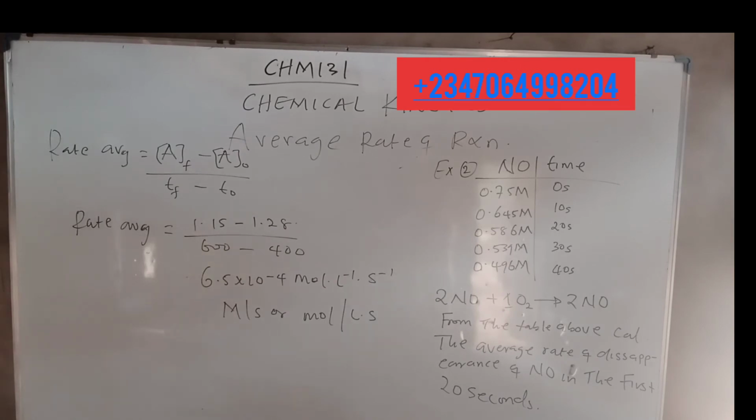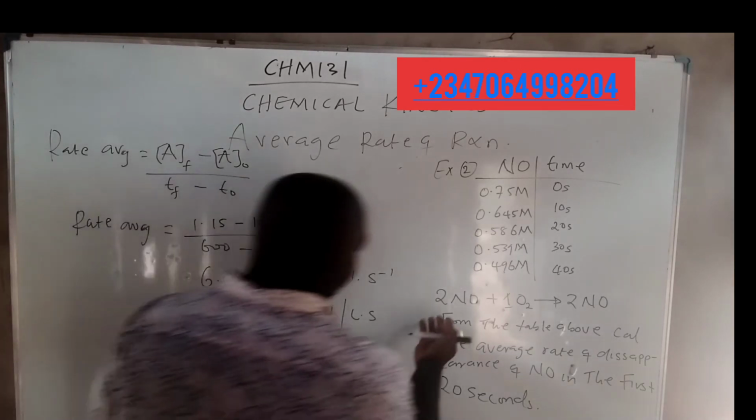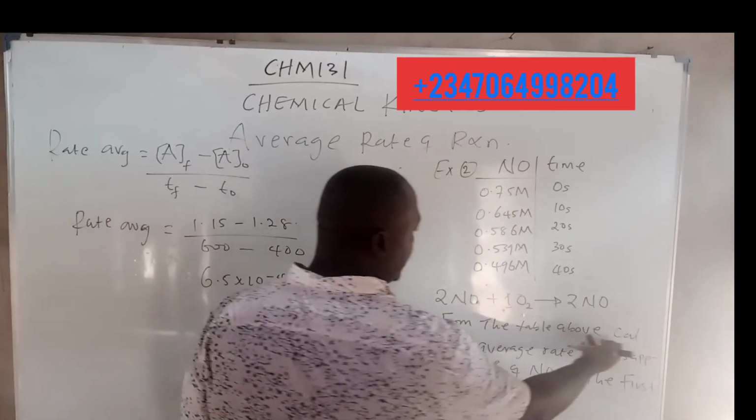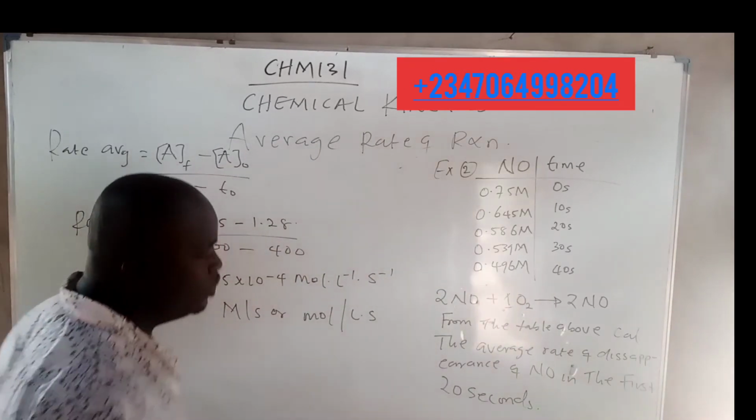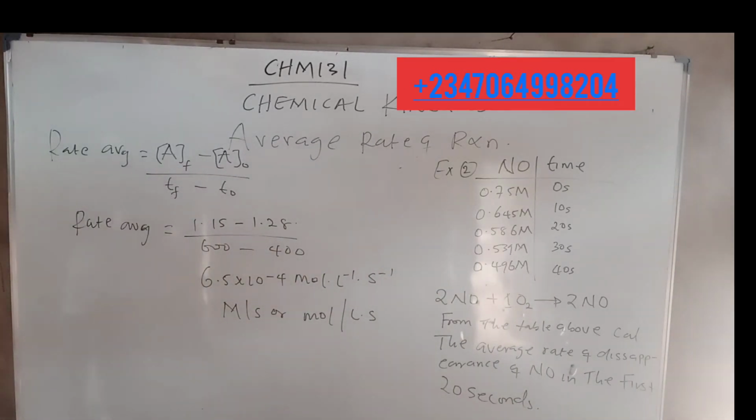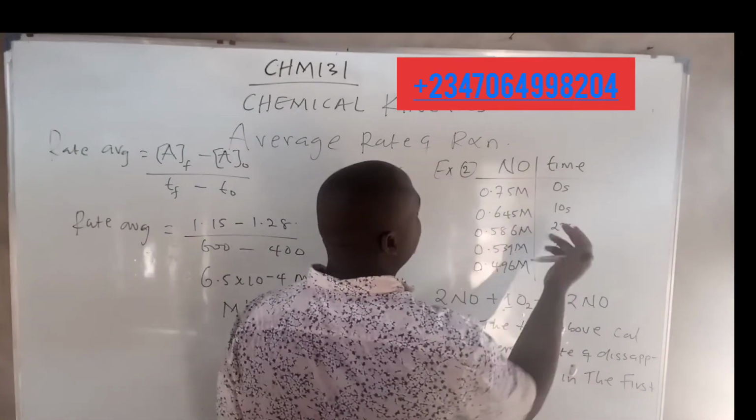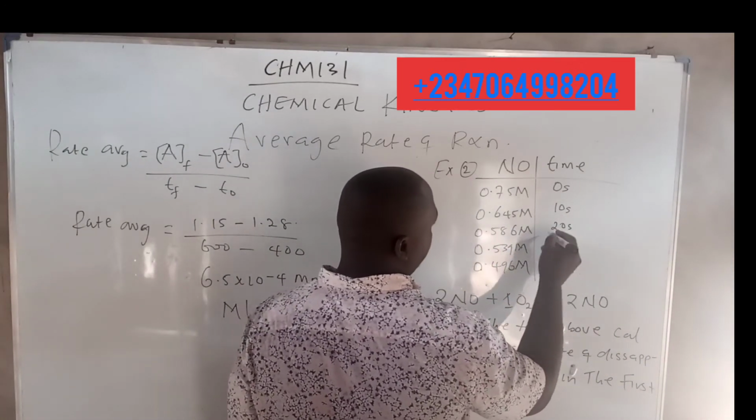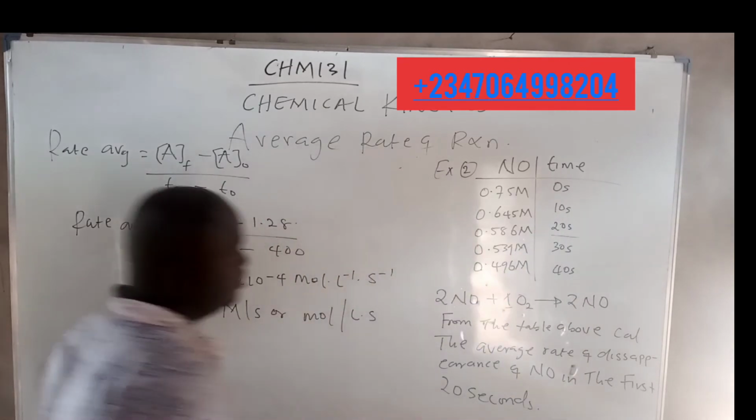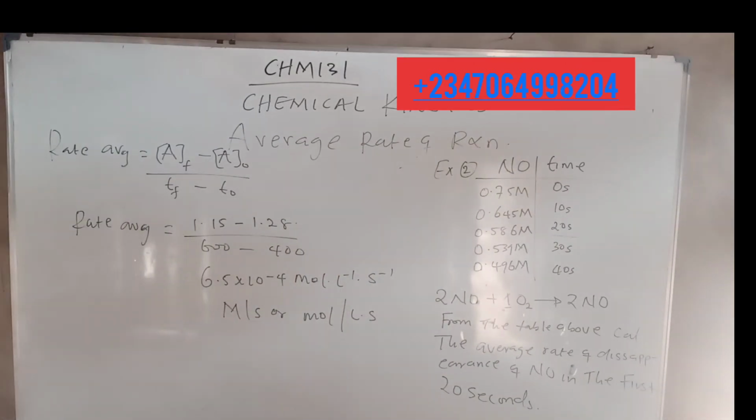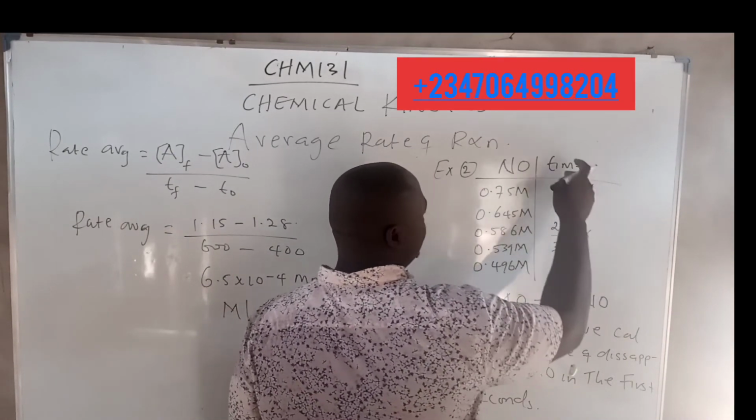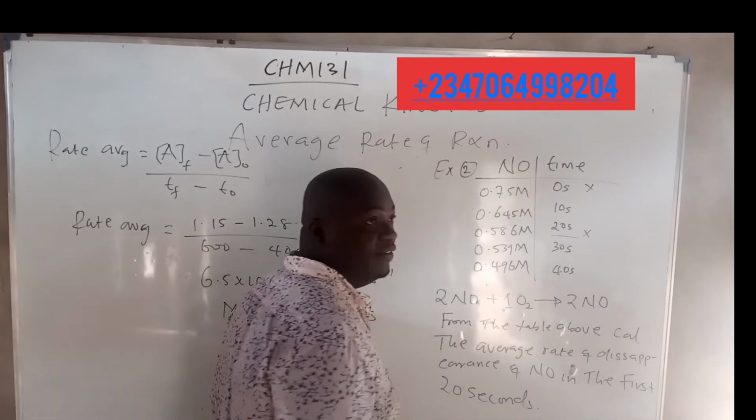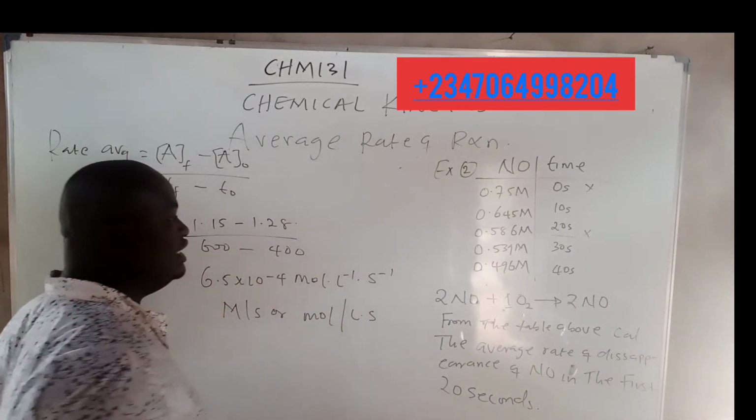Example number 2, we have a table and an equation of the reaction. On the table above, calculate the average rate of disappearance of NO in the first 20 seconds. Now, this is 0, 10, 20, so the first 20 seconds they're talking about is here. That means this is the final and this is the initial. It starts from 0 and ends at 20 seconds.